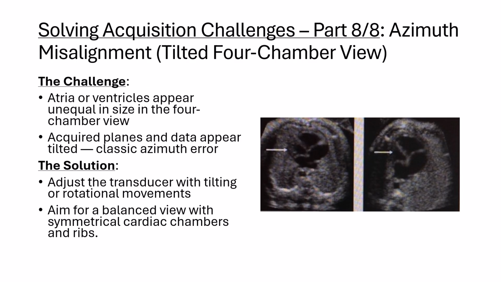The azimuth issue. If your atria or ventricles are looking short or asymmetric in the 4-chamber view, it likely means your acquisition angle is off. Tilted planes are the culprit. What's the move? We manipulate the transducer, we tilt, we rotate until these chambers look nearly equal in size. Symmetry isn't just aesthetic, here it's diagnostic gold.